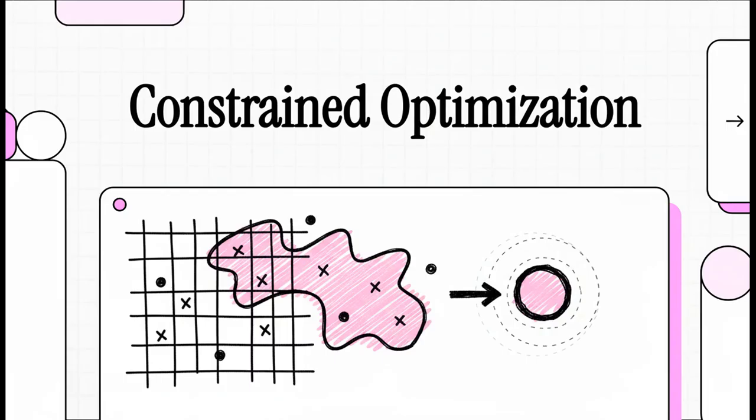Hey everyone, and welcome. Today we're going to unravel a really powerful idea in math called constrained optimization, but we're going to do it visually. We'll look at how you can find the absolute best result possible, even when your options are limited, just by using a simple picture to see the geometry behind it all.